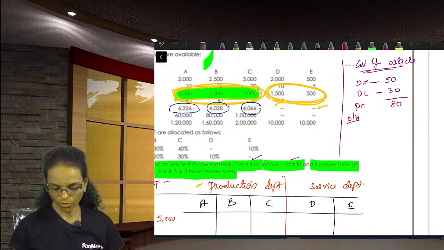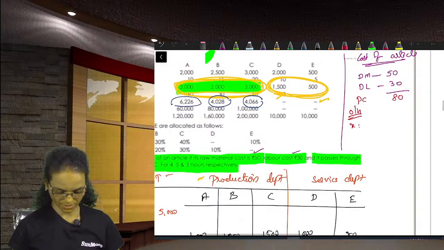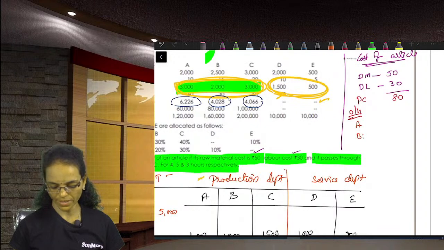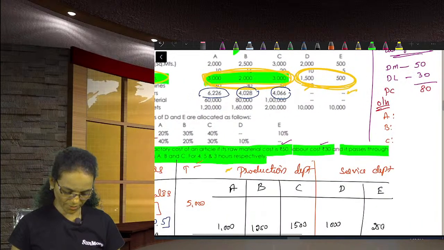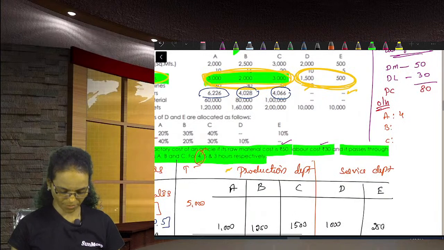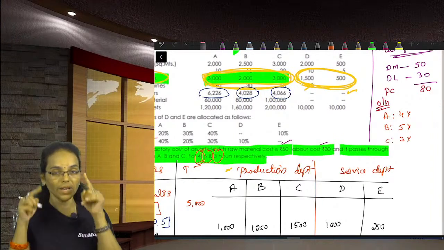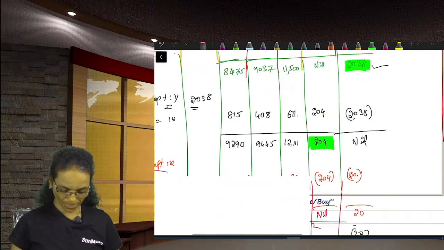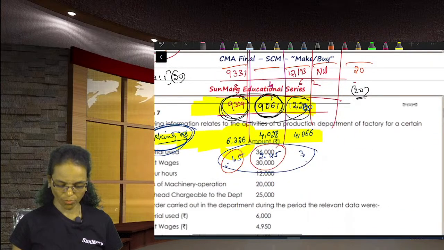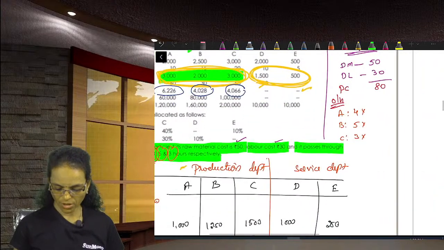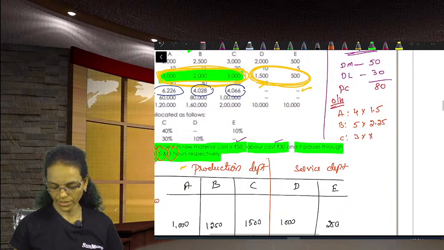Now we need to add overheads. Department X, sorry, A, right? Department A, B and C. See, A 4 hours, B 5 hours, C 3 hours, and their respective overhead recovery rates we have calculated, that is 1.5, 2.25 and 3.